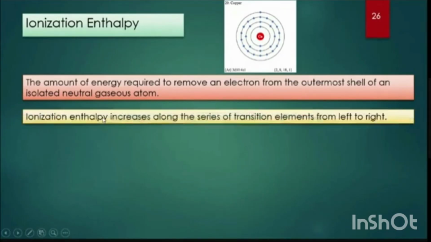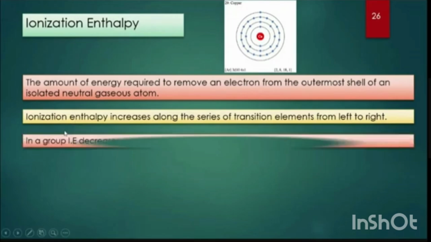Ionization enthalpy increases along the series of transition elements, that is from left to right. So when we move along any transition series, we see that ionization enthalpy increases along the series. Why? Because when we move from left to right in any period, atomic radii decrease as the effective nuclear charge increases. So if the effective nuclear charge increases, the force of attraction exerted by the nucleus on the outermost electron increases. Then we require more energy in order to remove an electron from the outermost shell of such an element.